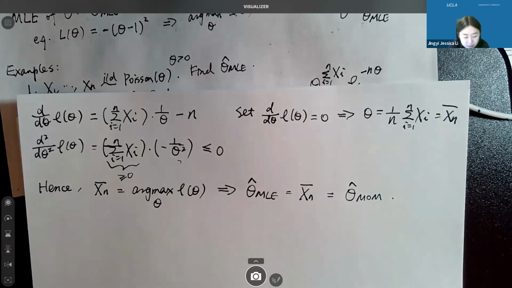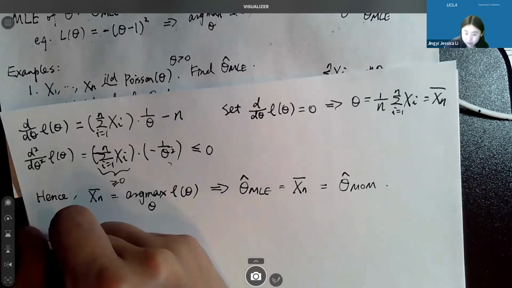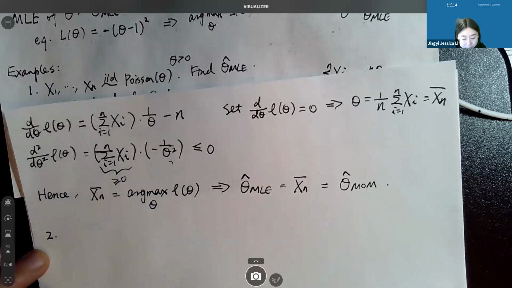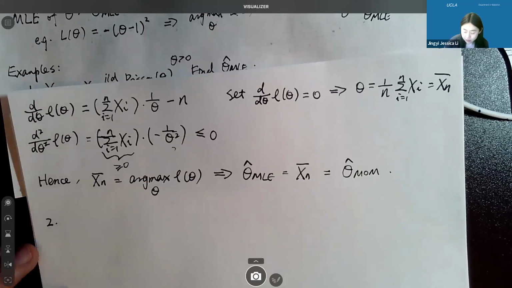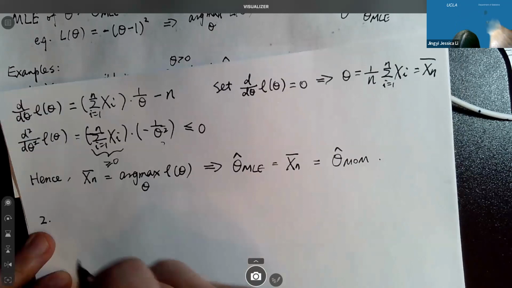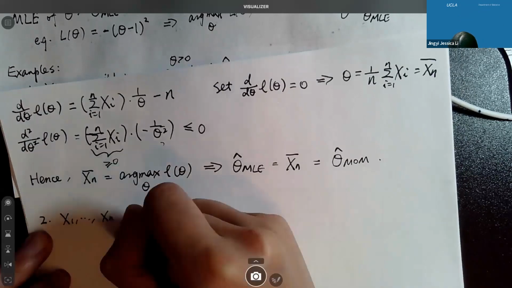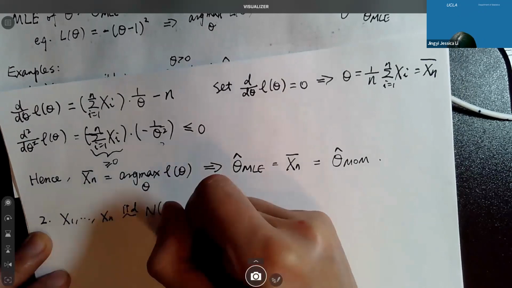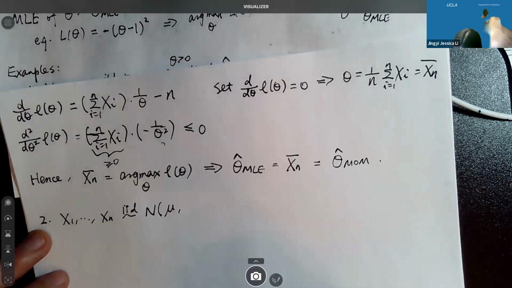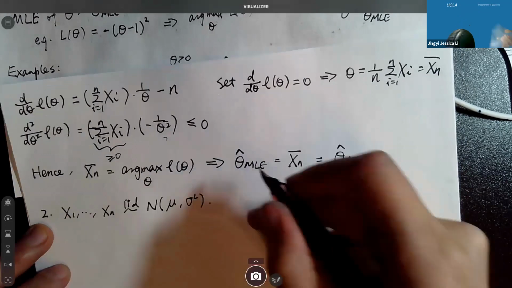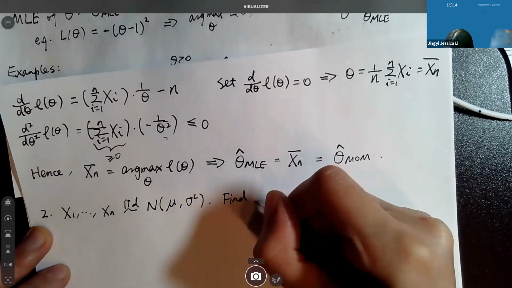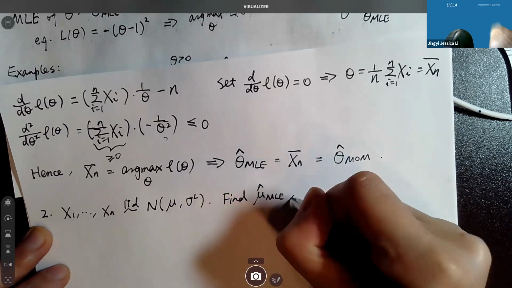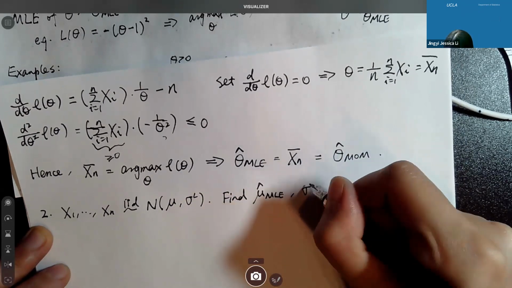Okay, this is our first example of showing what the MLE is, and this is a discrete distribution example. Our second example will be for a continuous distribution. Let's say we have x1 to xn IID from a normal distribution with two parameters, mu and sigma squared. We want to use the MLE to find the estimators mu hat MLE and sigma squared hat MLE.